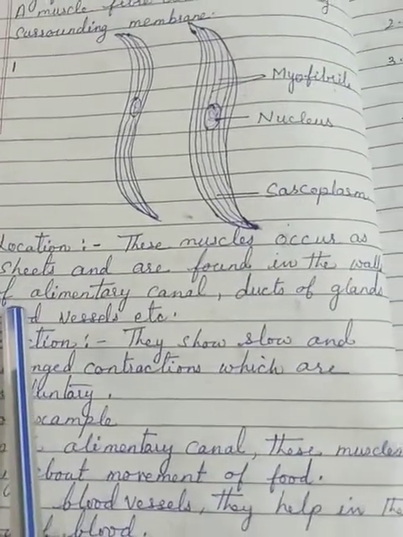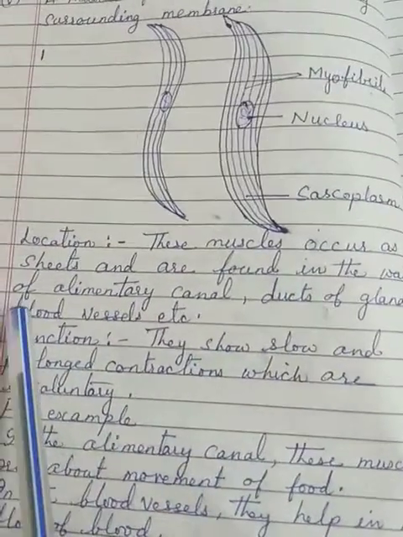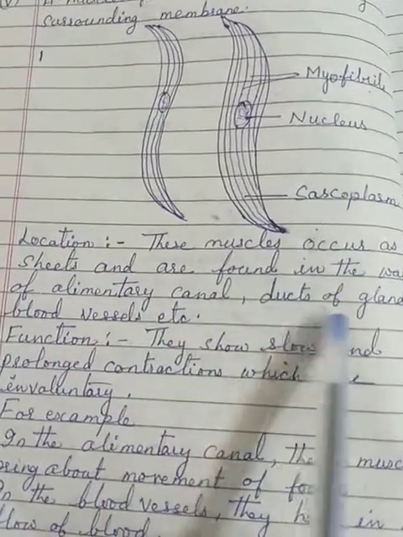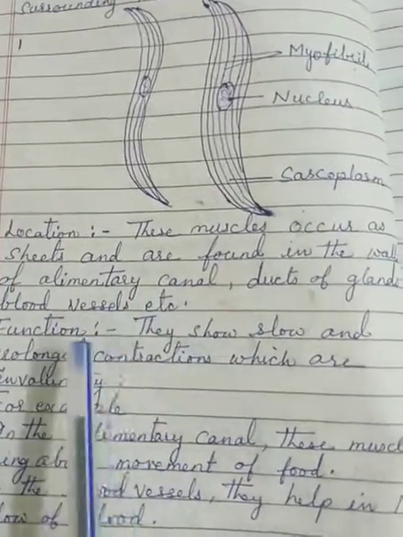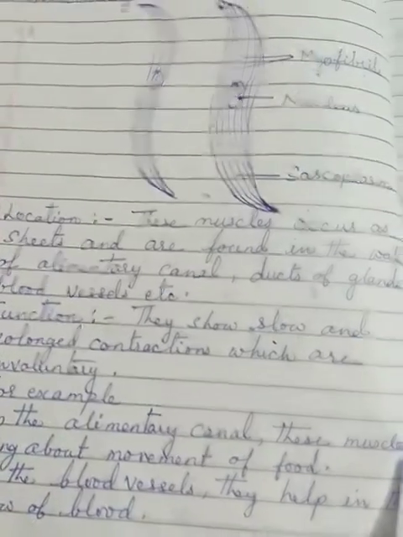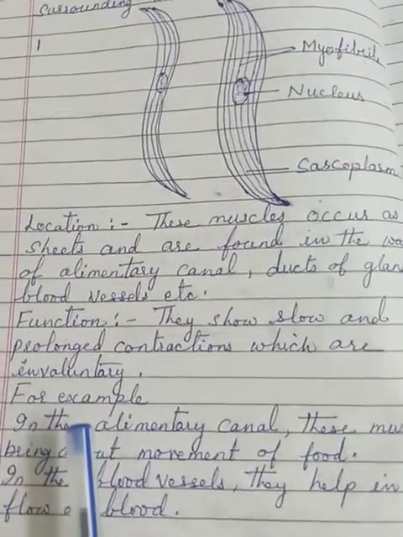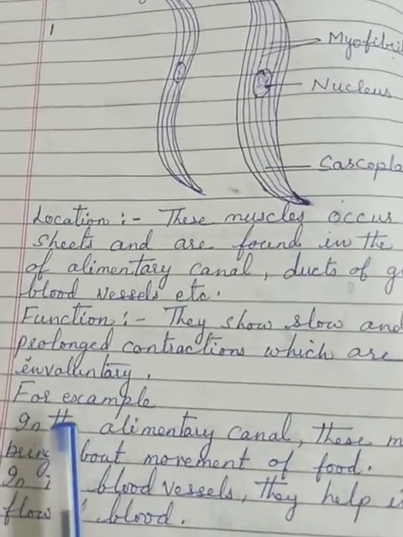Location. These muscles occur as sheaths and are found in the walls of the alimentary canal, ducts of glands, blood vessels, etc. These muscles occur in the form of sheets, and they are found in the walls of the alimentary canal, ducts of the glands, and in the blood vessels.